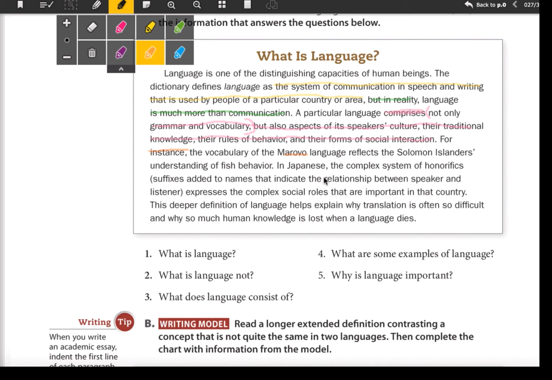And now the last thing, why is language important? They say it down here.